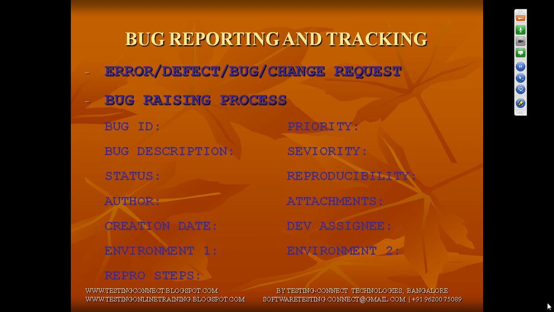Status: the bug status will initially be New. Author: you are creating this bug, so you are the author, right? Creation date means the date on which you are creating it; today's date gets populated automatically. Environment 1 means the browser environment or database environment, whichever environment you are executing in, and that needs to be filled up. That is environment 1 or environment 2. Priority and severity I will explain later.